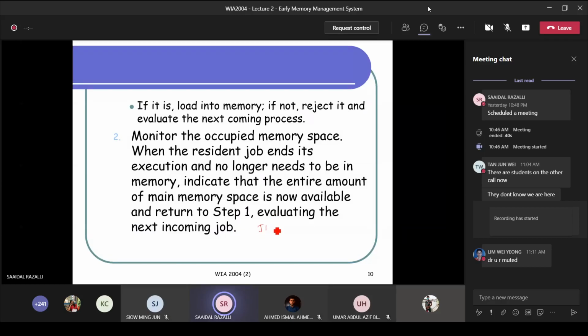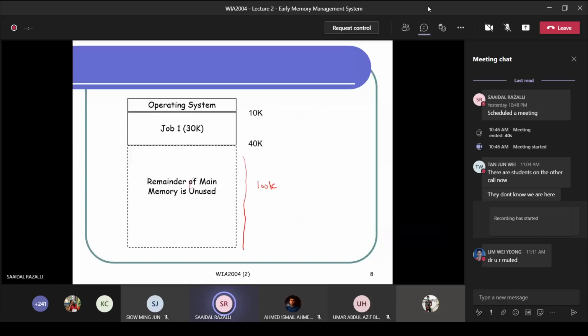So job 1 is 30k, job 2 is 50k. If job 1 finishes, this block of memory will be de-allocated and job 2 will enter the memory.